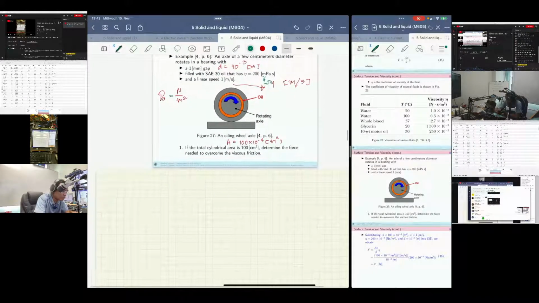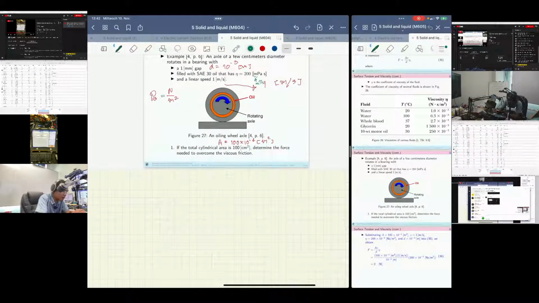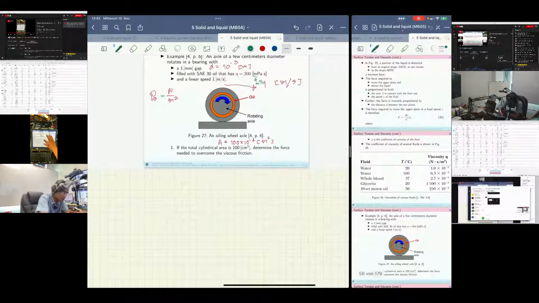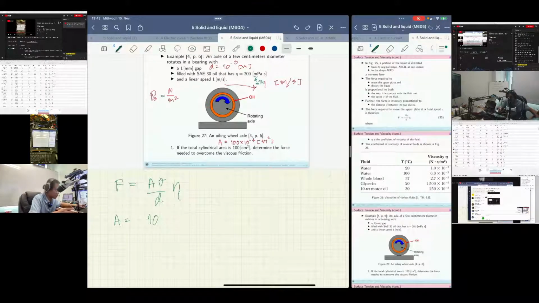We start to solve this problem, and the formula is F equals eta times A times V divided by D. What you can see here is that A is, sorry, 10 to the negative 2 square meter only, right? And what else?